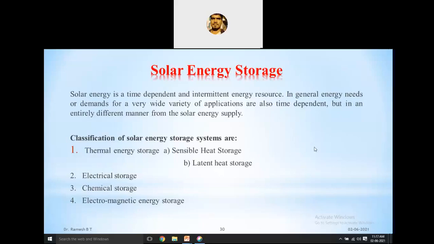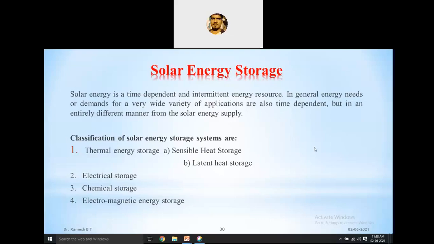So in our previous class, we discussed solar energy collectors, which deals with the second module. In today's class, we are going to discuss different types of solar energy storage. In the previous class we discussed collectors, and in today's class we are going to discuss a solar energy storage system.